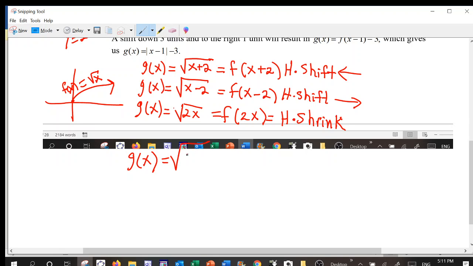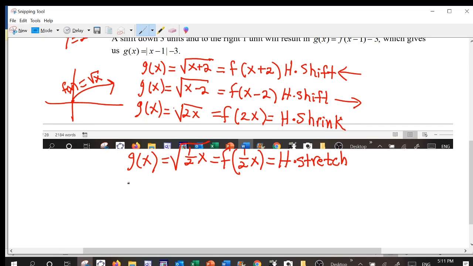And what happens if you divide x by a number, which means multiplying by a fraction? So like f of what? f of 1/2 x. Then you have something called horizontal stretch. That means the x coordinates of the points are going to be multiplied by 2 if you divide the variable here by 2.